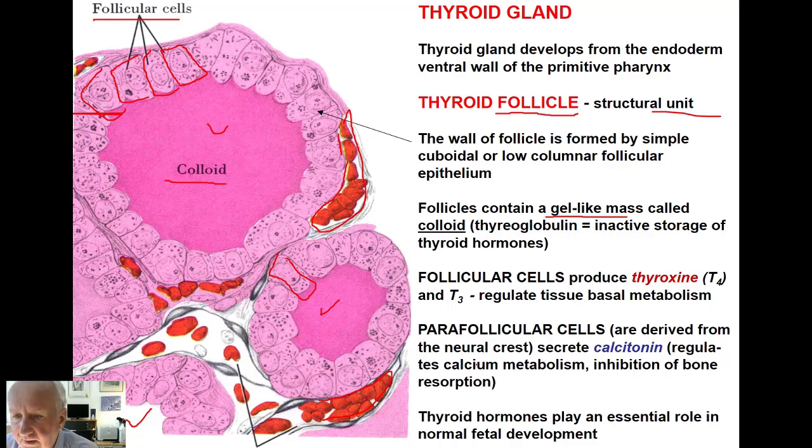So the most important two hormones, as you can read here, are thyroxine, T4, tetraiodothyronine, and T3, triiodothyronine, released into the blood. The function of those hormones is very clear.